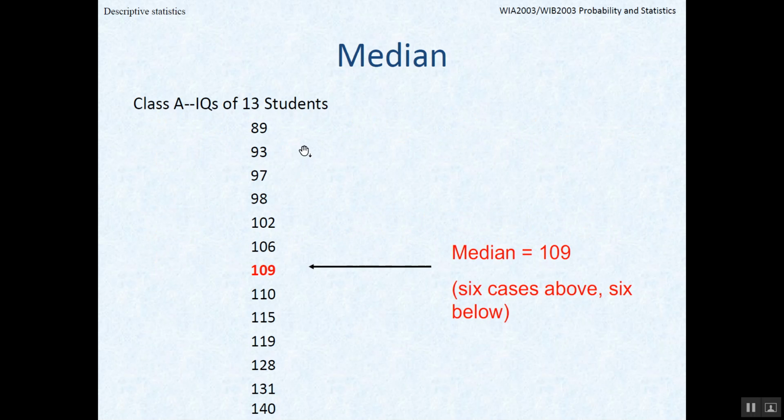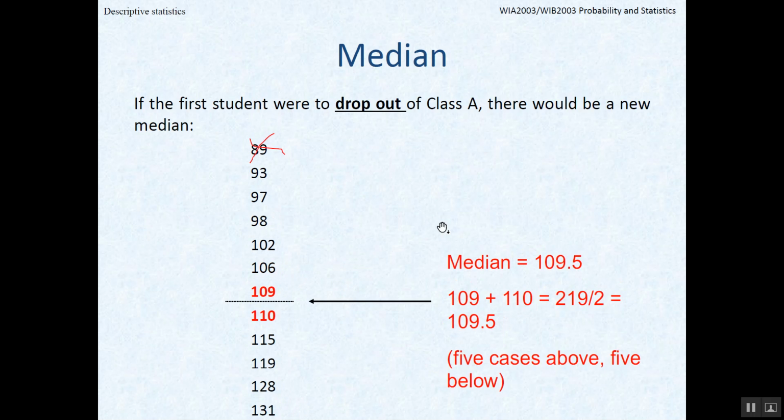For example, here there are 13 IQ scores, and 13 is an odd number, so it's easy. You just take the middle number after ordering it from small to large, right? So 109 is the median. But assume you have only 12. Assume I remove this 89 here, so I only have 12, so I don't have a middle value, right? So what I have to take is the middle two values, sum them, and find the average. So in this case, the new median will be 109.5.